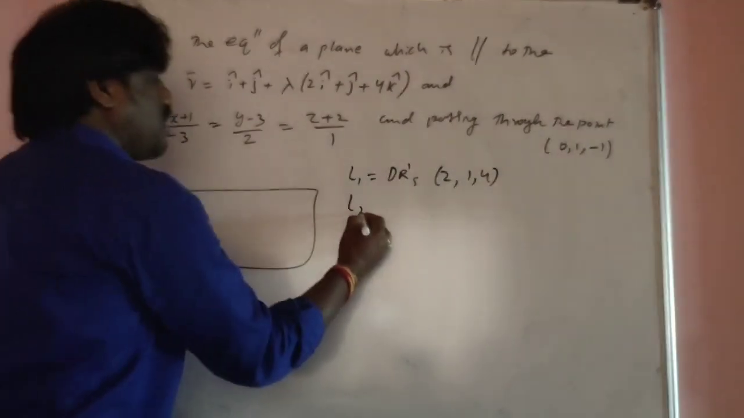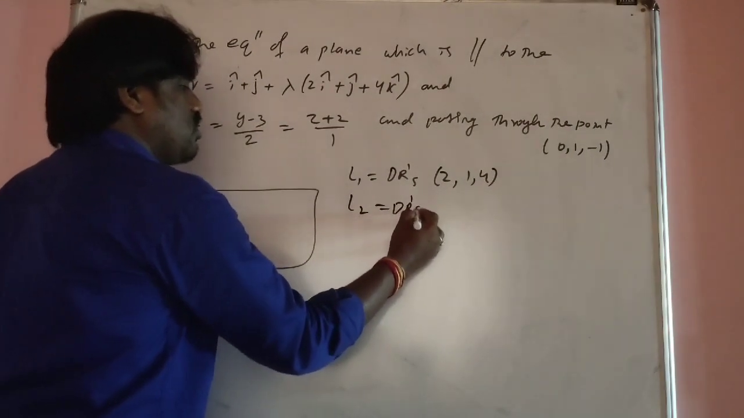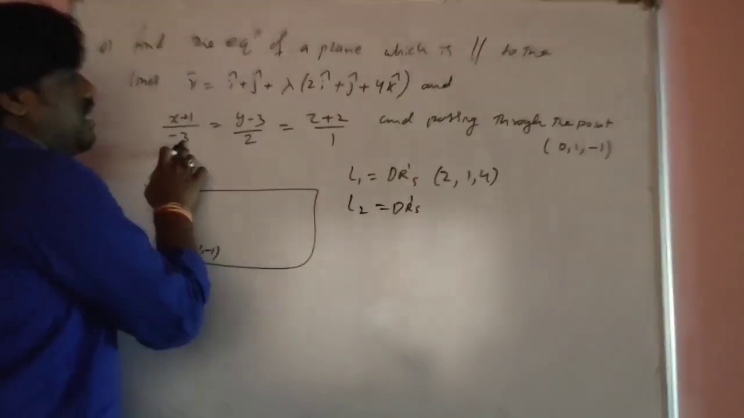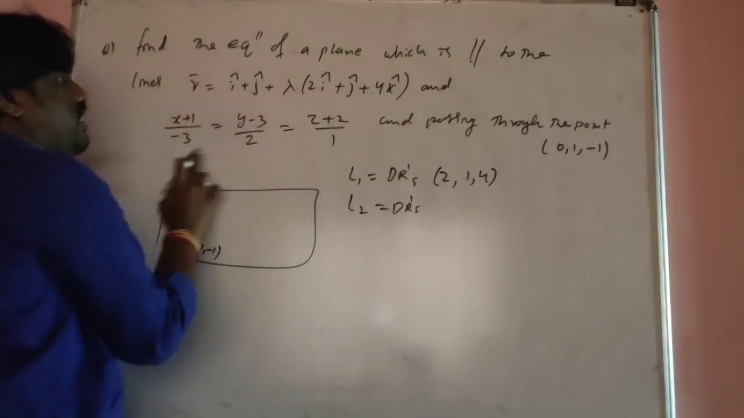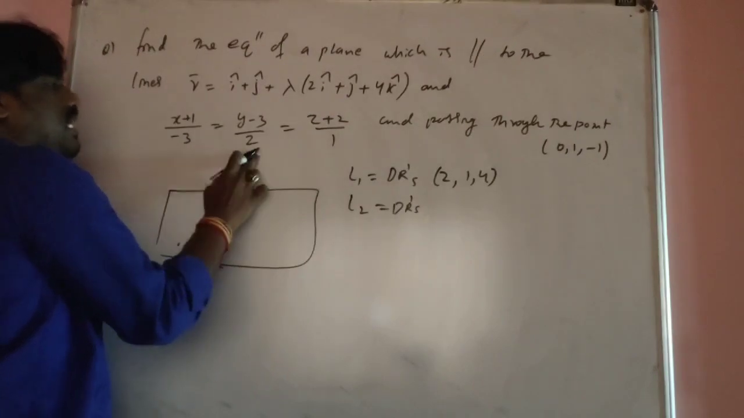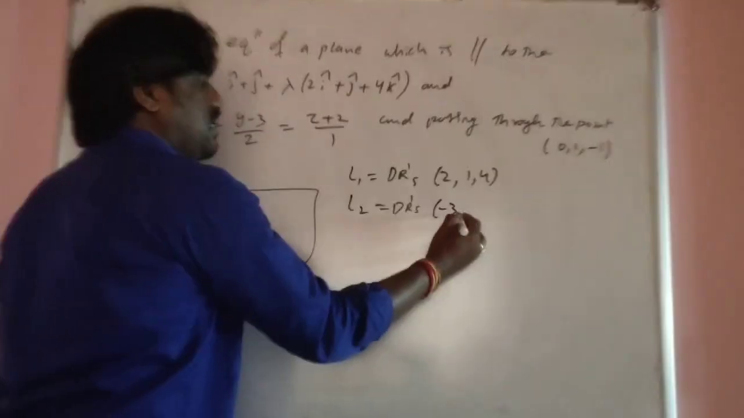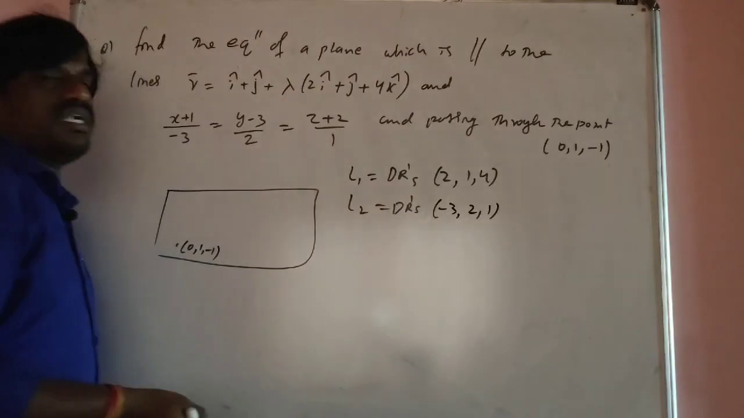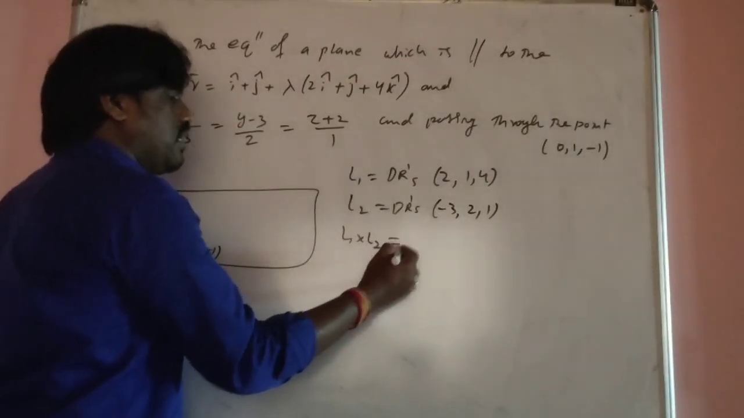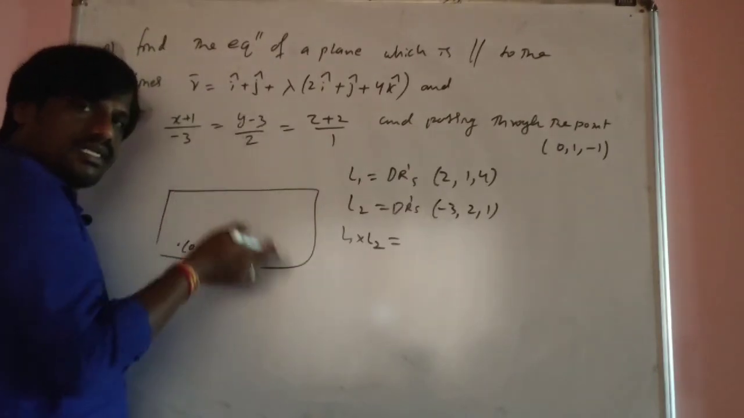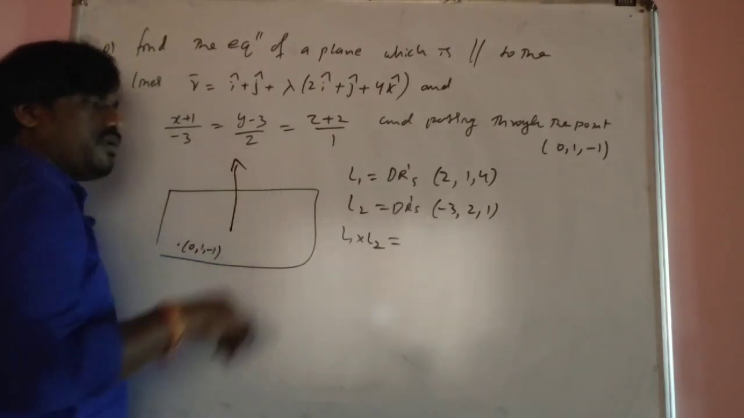And what are the direction ratios of L2? Here the direction is minus 3, 2, 1. You need to understand that. So now L1 cross L2 will give the normal to the plane. That is what we get.